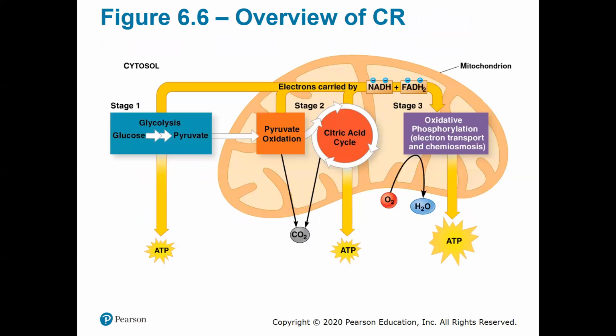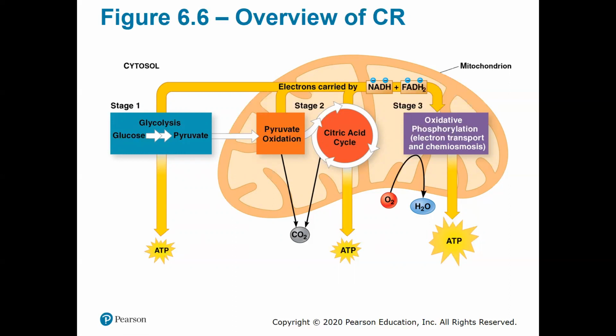So this is an overview of cellular respiration, which shows you all three steps of the process and what they create in each process. So stage one, glycolysis here, occurs in the cytosol, or in the fluid of the cell. It doesn't actually occur in the mitochondria. Glycolysis will create some ATP, though it's very limited, it does produce some ATP. The goal of glycolysis is to break down glucose into pyruvate.